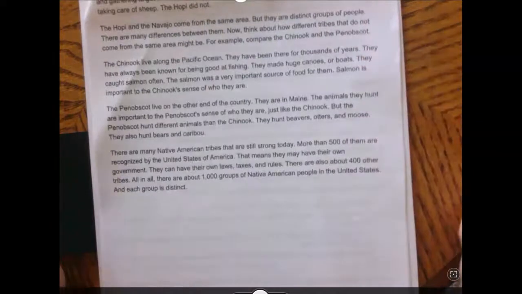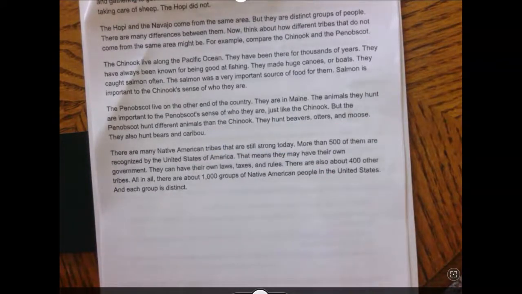The Penobscot lived on the other end of the country. They are in Maine. The animals they hunt are important to the Penobscot's sense of who they are, just like the Chinook. But the Penobscot hunt different animals than the Chinook. They hunt beavers, otters, and moose. They also hunt bears and caribou. Caribou is a type of reindeer.